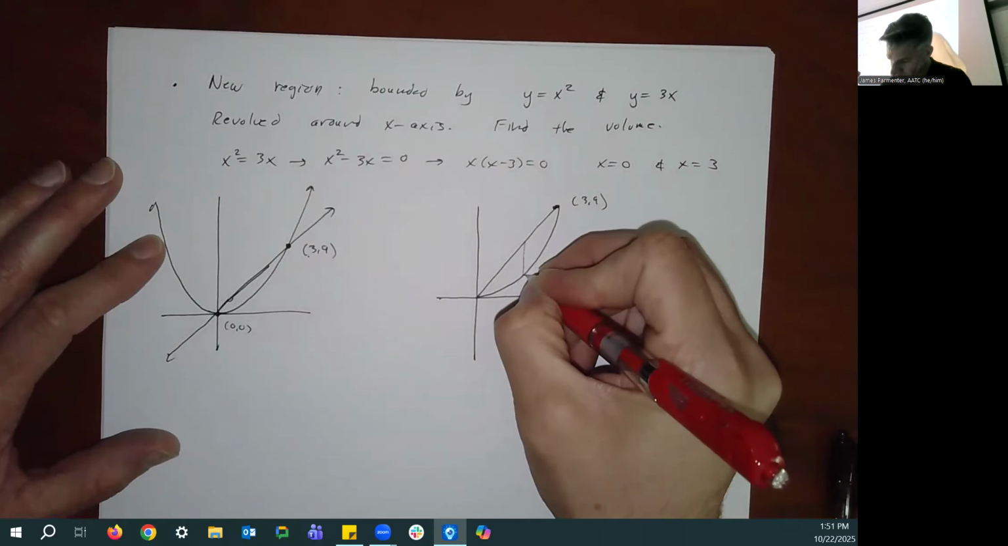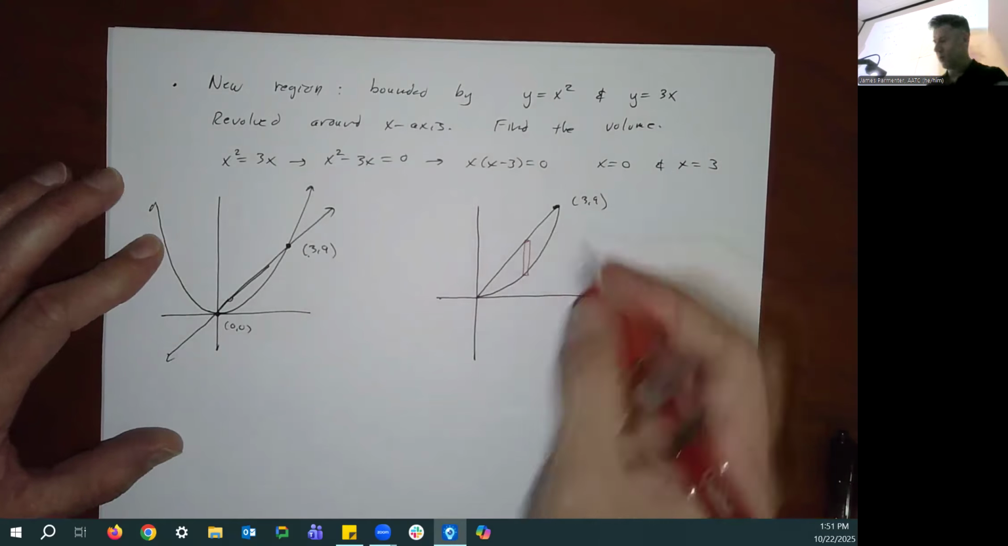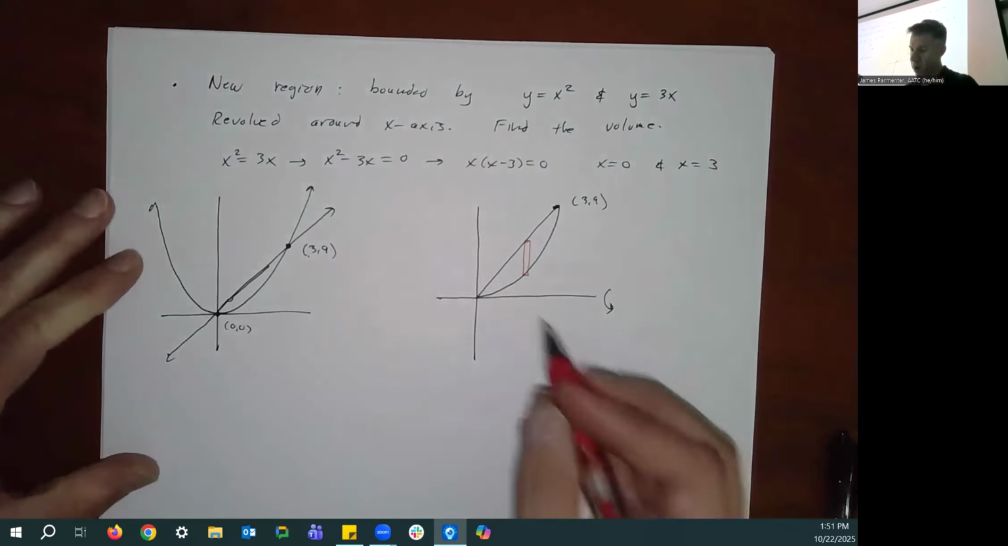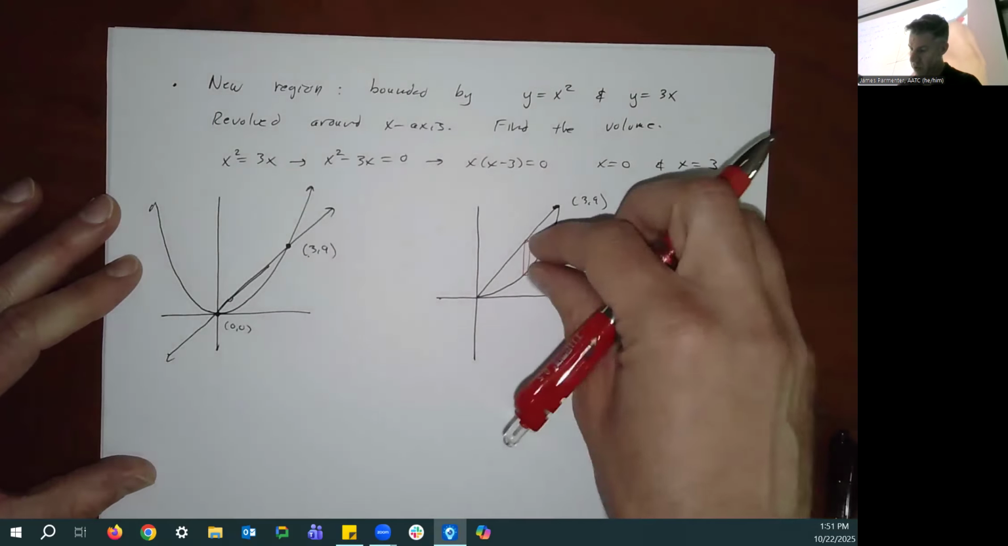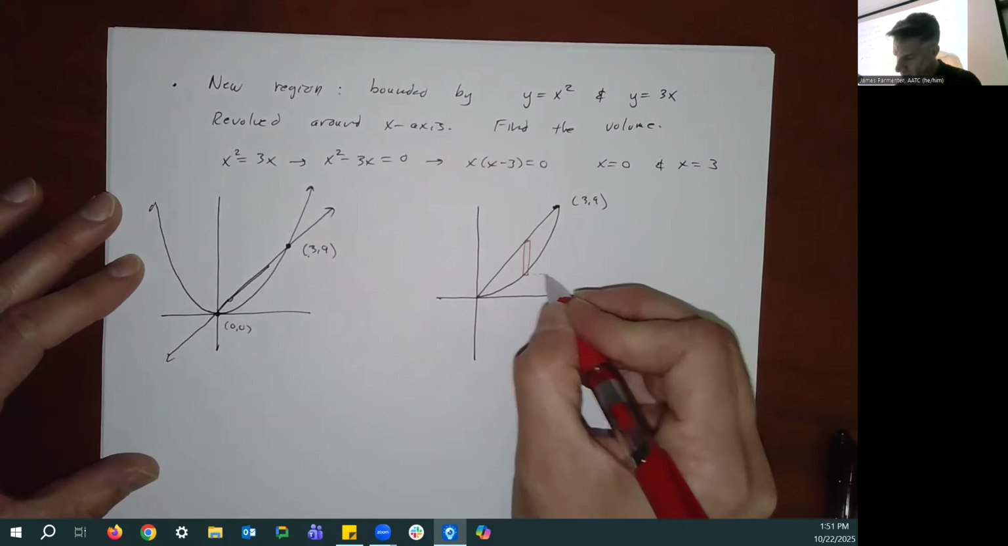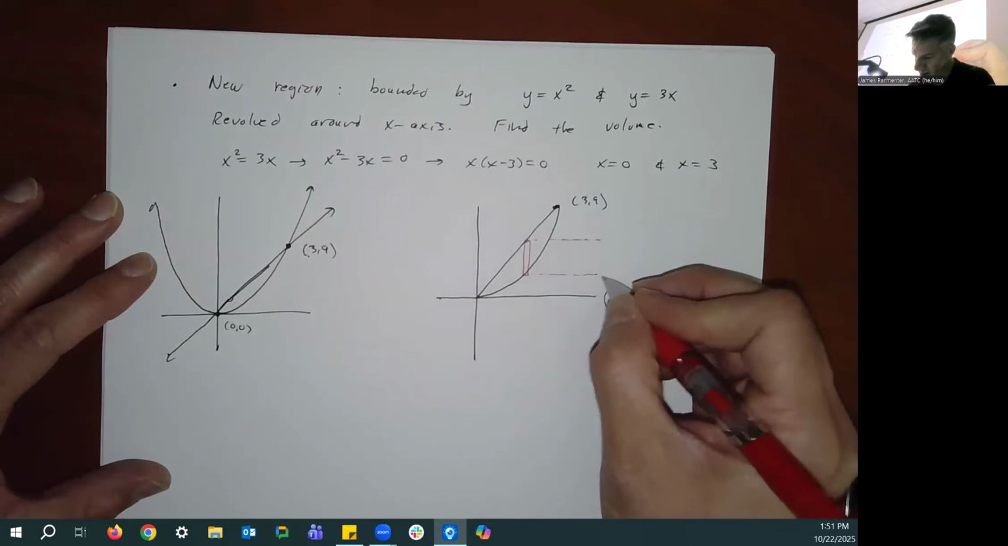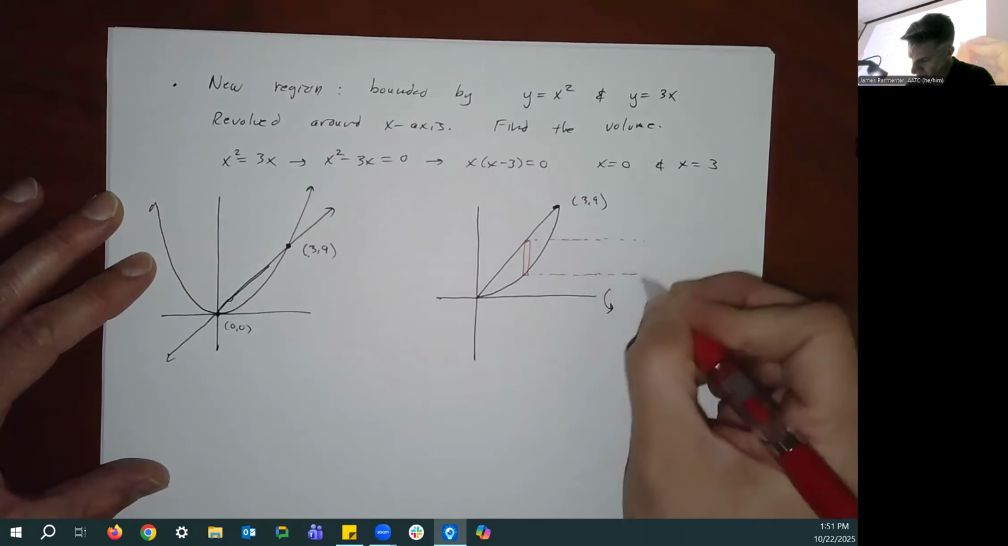So here's the little strip I'm going to draw. And I don't really want to draw the 3D shape here. It's not super helpful. But what I do want to do is draw what happens if I revolve this little strip around that axis. Well, check it out. If we revolve that strip around that axis, we're going to be missing some stuff in the middle.